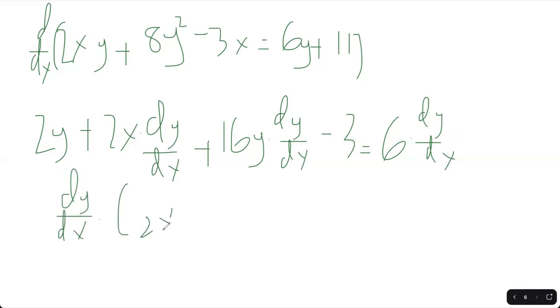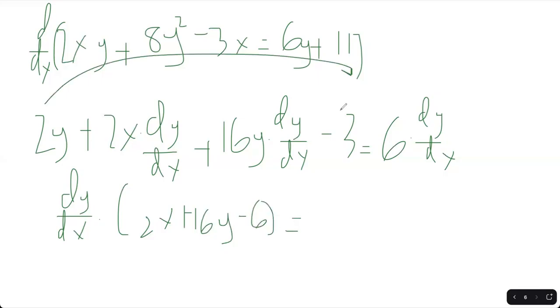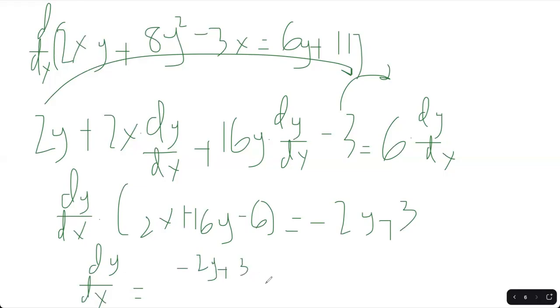2x, 16y. And then actually minus 6 when you bring that over to this side. And this is equal to, you bring the 2y to that side and the plus minus 3 to that side, becomes -2y plus 3. Now you just divide and you get dy/dx is equal to negative 2y plus 3 over 2x plus 16y minus 6. And that's your derivative.